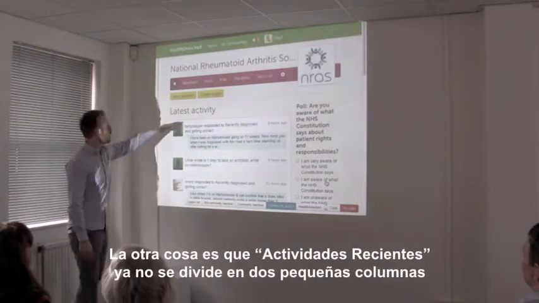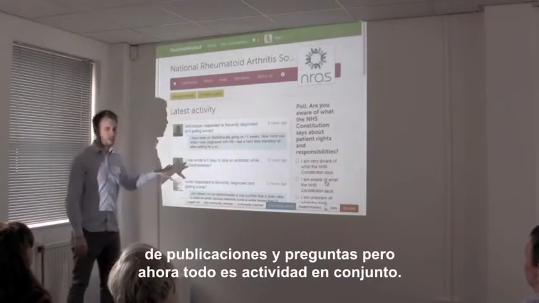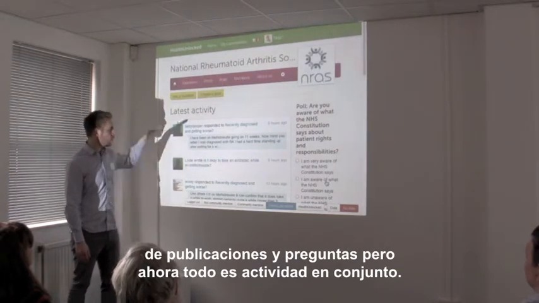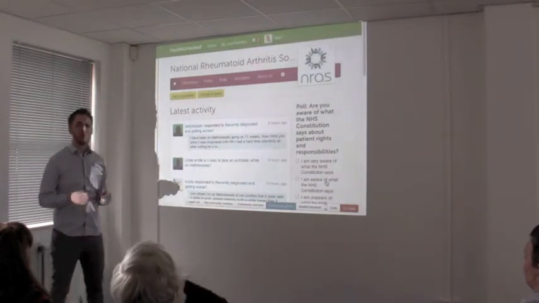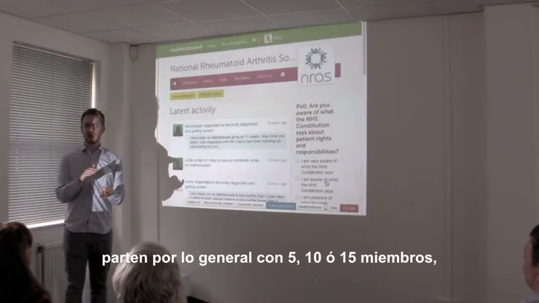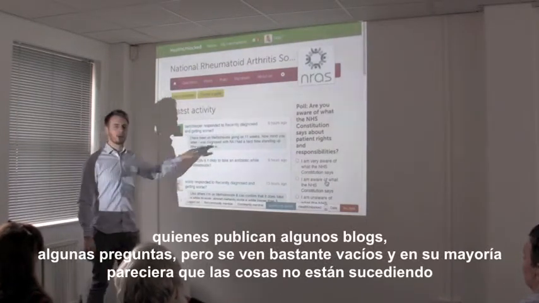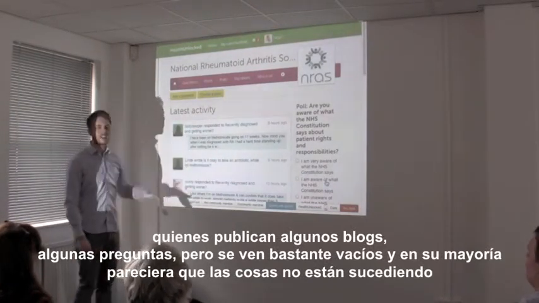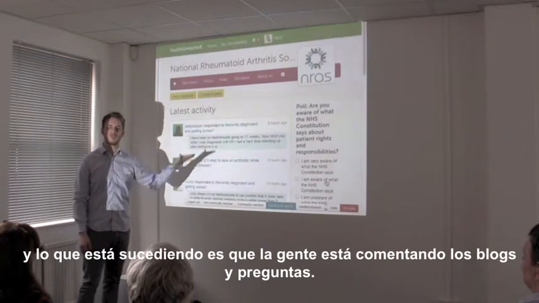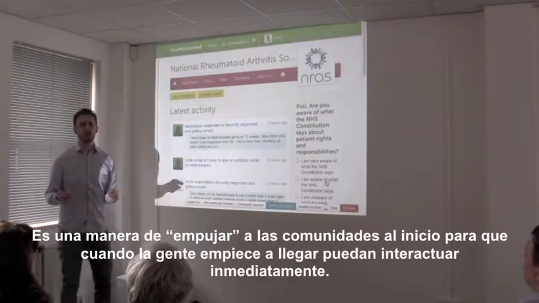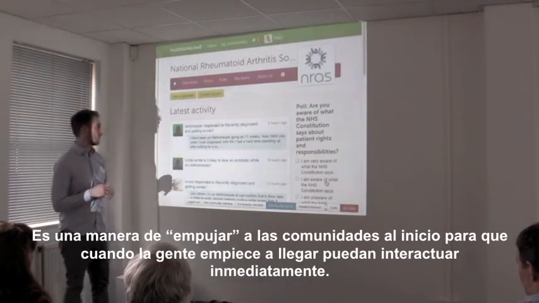The other thing is that the latest activity now isn't just divided in a small column and a small column of blogs and questions, but now it's all activity. The reason that we've done this is because we know that when communities start, it can look quite bare when they first begin. So they have 5, 10, 15 members, and those members might put a few blogs, they might put a few questions, but for the most part it looks like things aren't happening. When in reality, sometimes things are happening, but what's happening is the commenting on those blogs and questions. So it's a way to help communities in the beginning kickstart it by showing things are happening so that when people get there, they can start interacting immediately.